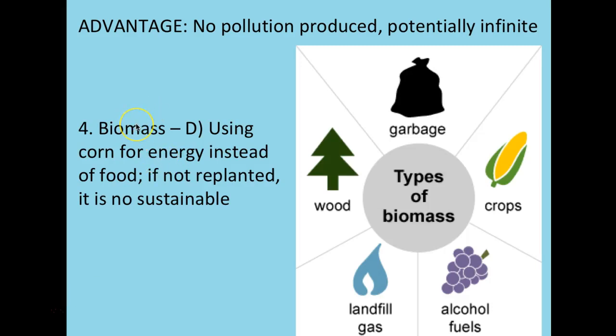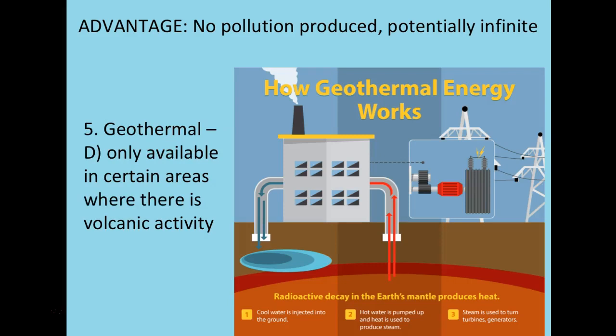Biomass. An advantage of biomass is it's not going to produce a lot of pollution. It's potentially infinite. It does need to be sustainable. So if you're using wood or corn crops to generate energy and you're not replanting them, then it's not going to be sustainable. And then geothermal. It's only available in certain areas where you have volcanic activity and you have magma chamber, but an advantage is it's not going to produce pollution and it is potentially infinite.